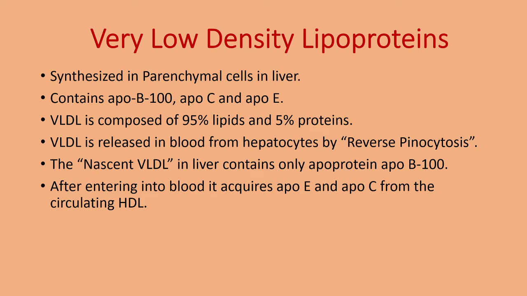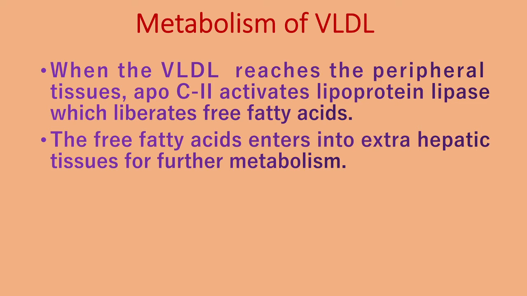This VLDL is synthesized in the parenchymal cells, and a small amount will also be synthesized in the intestinal mucosal cells. This VLDL will be released into blood from hepatocytes through reverse pinocytosis. The nascent VLDL in the liver will contain only apoprotein B100. While entering into the blood circulation, it will acquire ApoE and ApoC proteins from the circulating HDL. Now we'll go into the metabolism of VLDL.